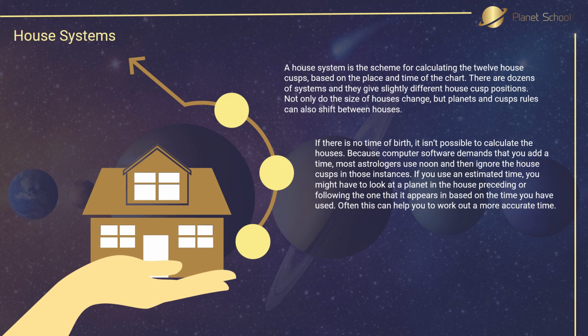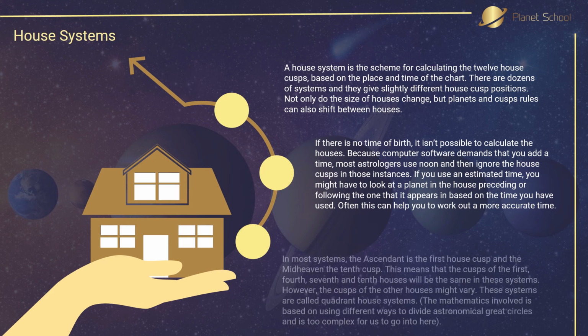Because computer software demands that you add a time, most astrologers use noon and then ignore the house cusps in those instances. If you use an estimated time, you might have to look at a planet in the house preceding or following the one that it appears in based on the time you have used. Often this can help you to work out a more accurate time.